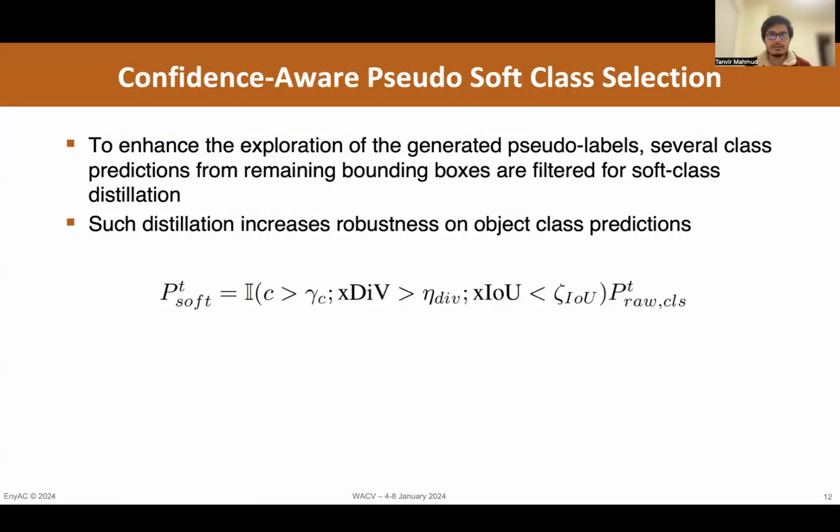And finally, let's go to the third selection approach, that is the cross-confidence-aware pseudo subclass selection method. Here, to enhance the exploration of the generated pseudo labels, several class predictions from remaining bounding boxes are filtered out for subclass distillation. Such distillation increases the robustness of object class predictions. So we do the distillation on the set of remaining predictions from the teacher to the student. We directly use the teacher predictions to do the distillation to the student prediction.